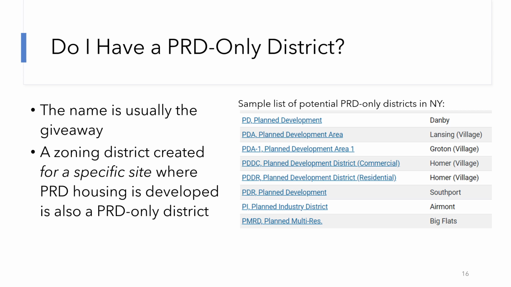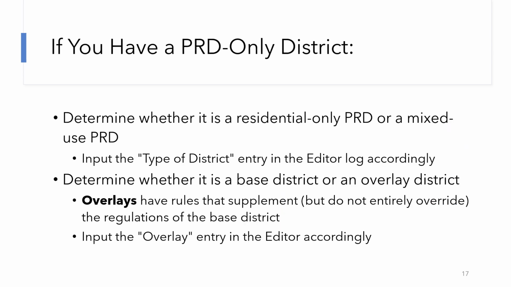To identify whether or not these are PRD-only districts, the zoning analysts will likely need to confirm that residential uses are permitted in these planned developments and that all of the development in the district must be part of a master plan. Once you've established that you have this PRD-only district, you're going to determine whether the district as a whole is a residential-only one or a mixed-use one. Does it allow anything other than residential uses or things typically in a residential district? If the answer is yes, it'll be mixed use. And if it's no, it's a residential-only one. Enter the type of district entry accordingly.